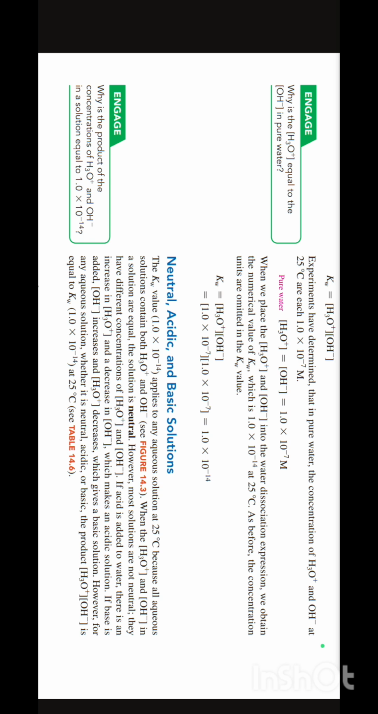The Kw value applies to any aqueous solution at 25 degrees Celsius because all aqueous solutions contain both H3O+ and OH-. When the H3O+ and OH- in a solution are equal, the solution is neutral. However, most solutions are not neutral. They have different concentrations of H3O+ and OH-.